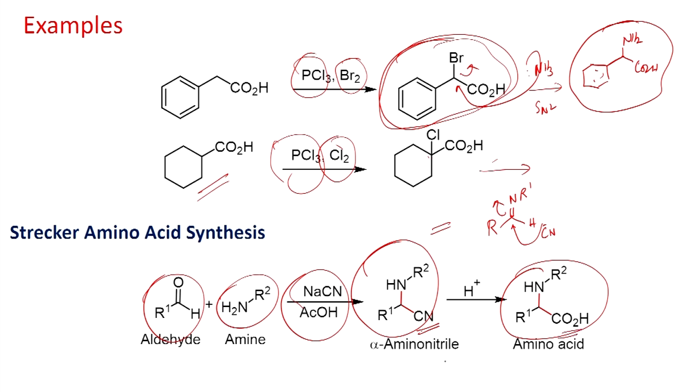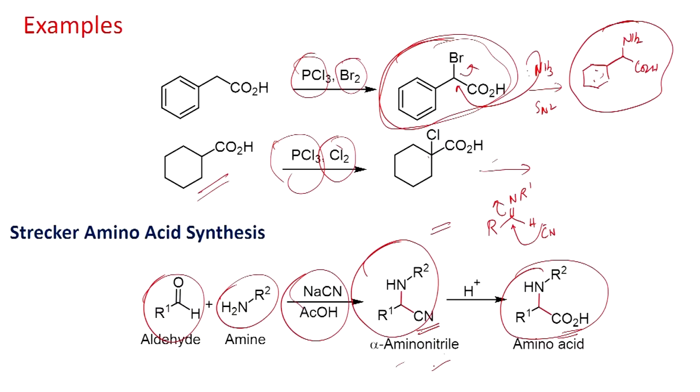So in this way, we have an aldehyde and an amine, and these can be readily condensed to give the imine. That imine can be reacted with cyanide, and you will be able to form the alpha amino nitrile derivative. This can be further hydrolyzed to a carboxylic acid. This is another approach to make the alpha amino acid as a product.